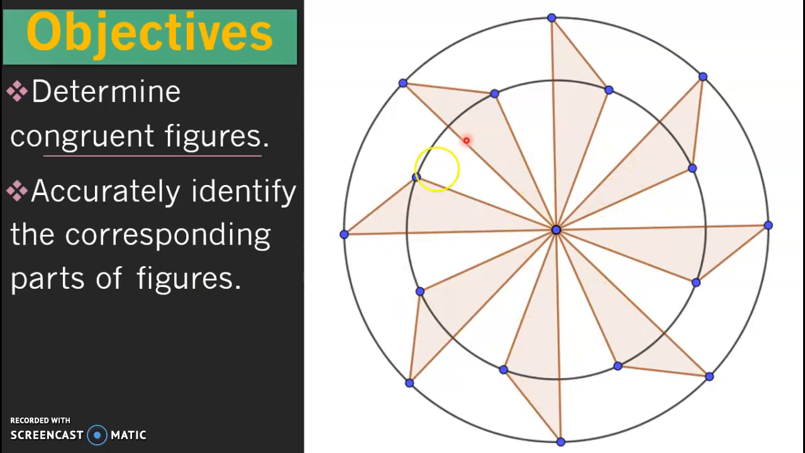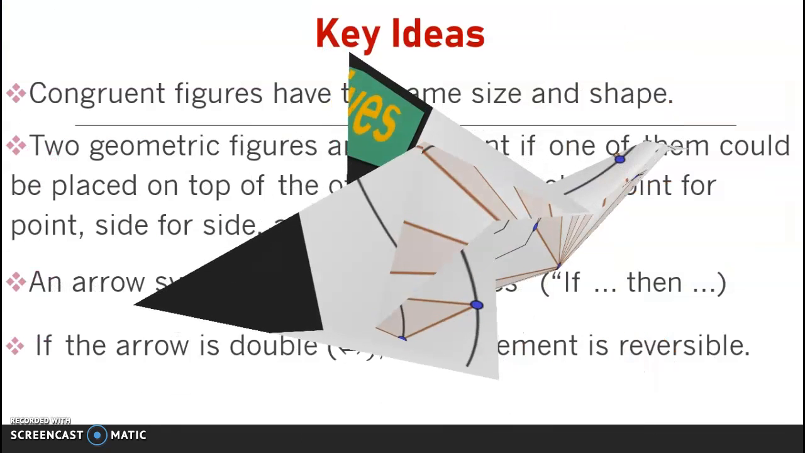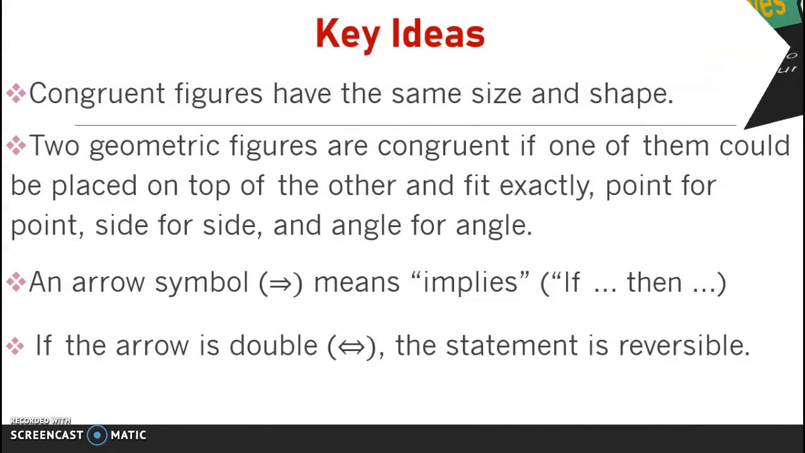So you look at this figure here, which I did in GeoGebra. You can see that this triangle is the exact same triangle that has been rotated around a certain angle. So these triangles are congruent. They are congruent because they're exactly the same. Congruent triangles are figures that have the same size and shape.